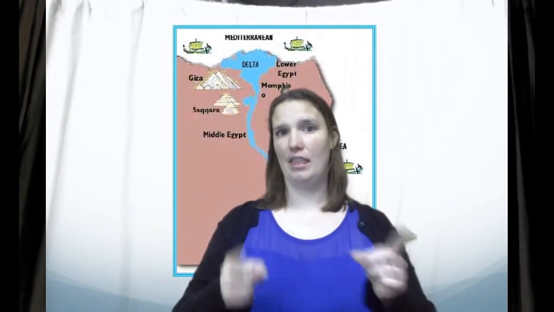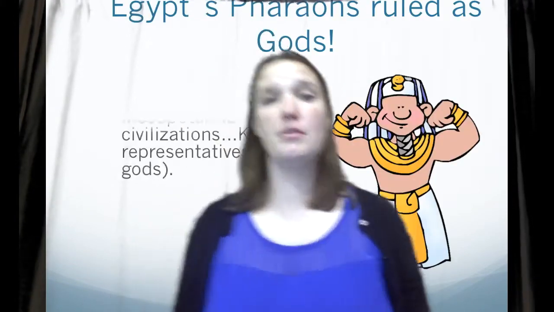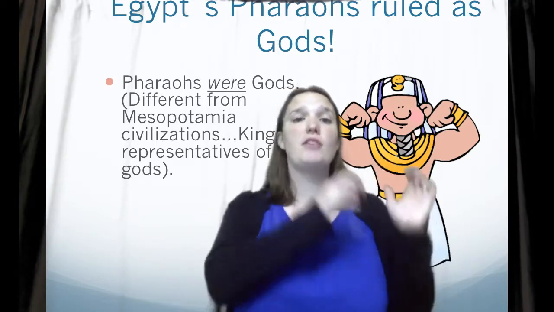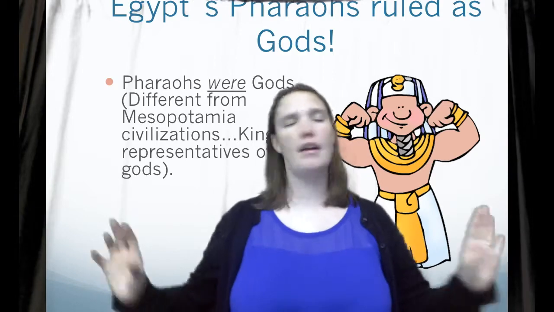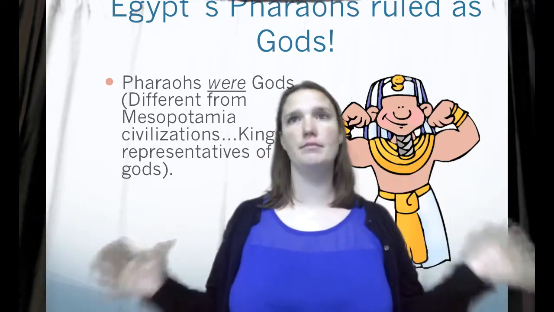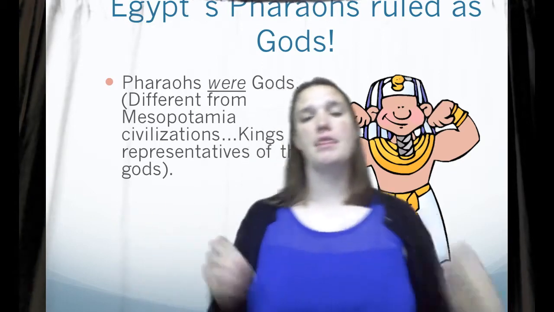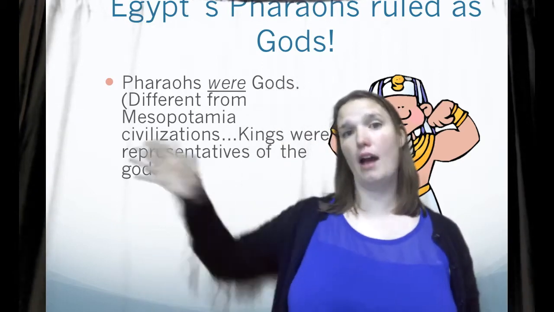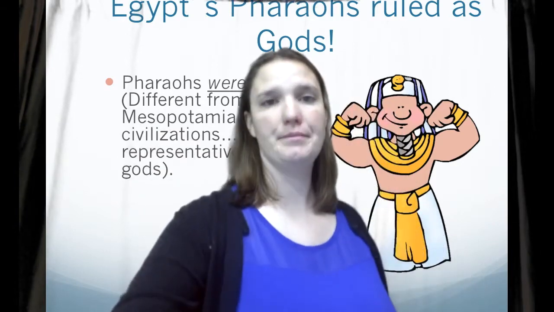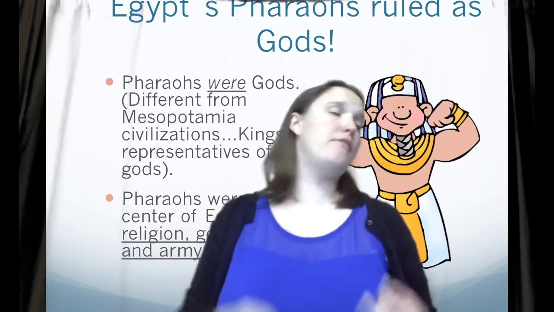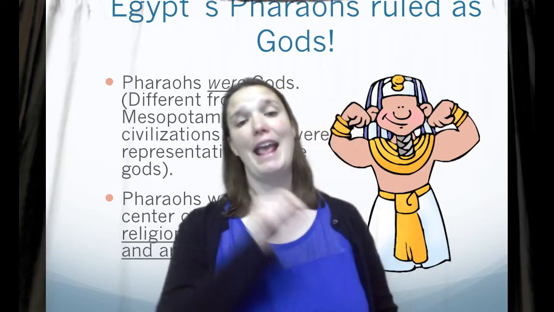So the king is the king. Think about it. Pharaohs are different than what we saw in Mesopotamia, because pharaohs are gods. They're not people on earth acting through God. They are living gods. They are the God. And pharaohs are the center of Egyptians' religion, government, and their army.